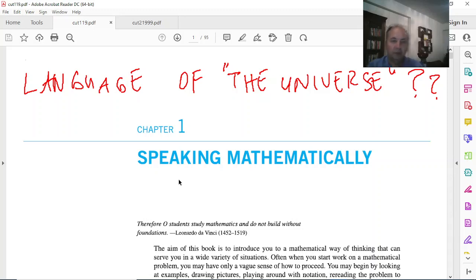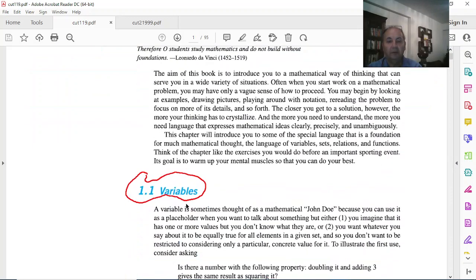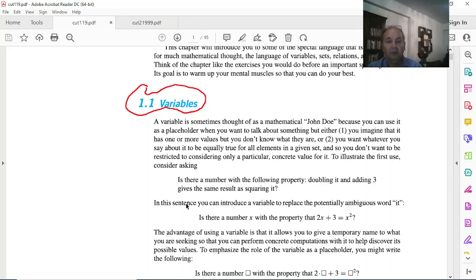Welcome to our class. We said last week that the language of the universe is definitely mathematics, as mentioned by Leonardo da Vinci and Galileo Galilei. As a first definition, we have variables.